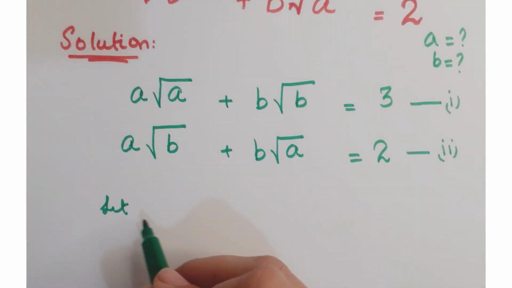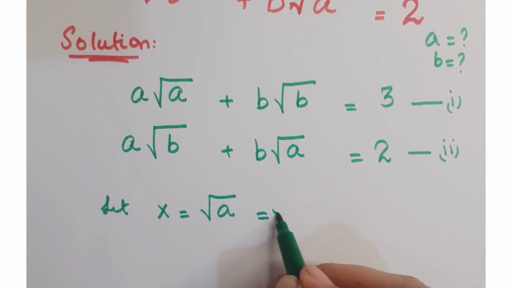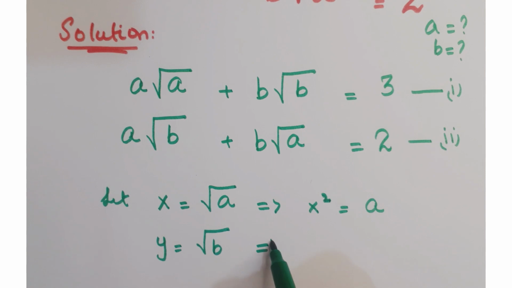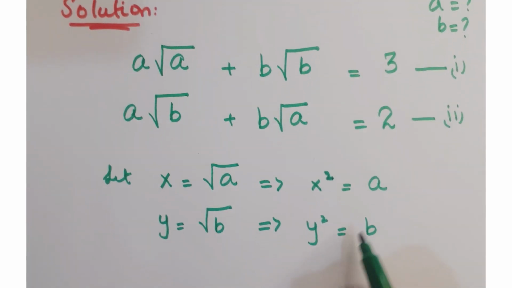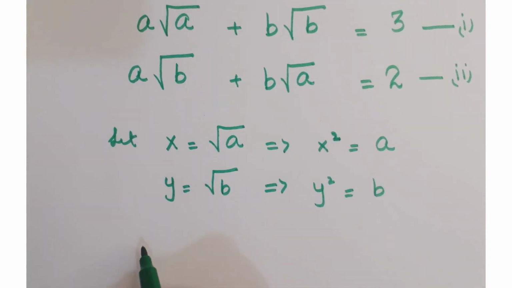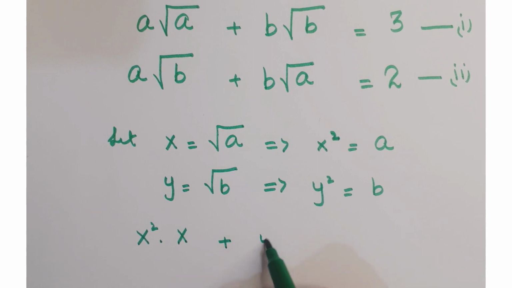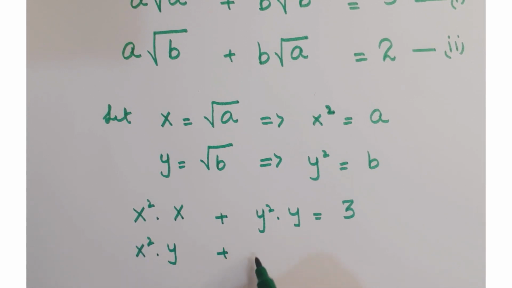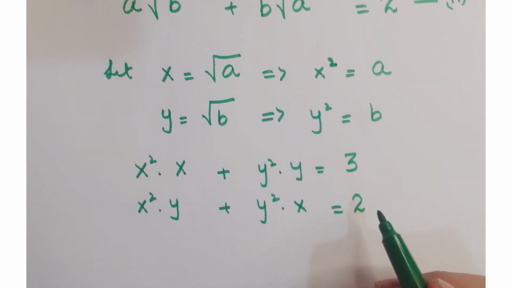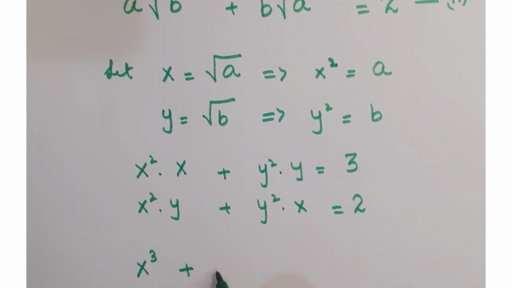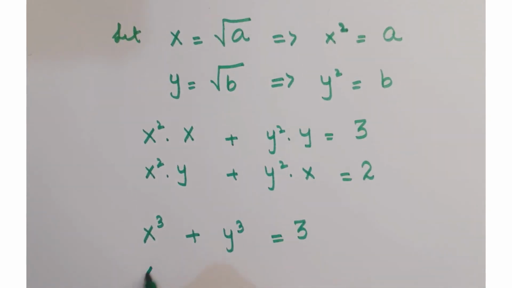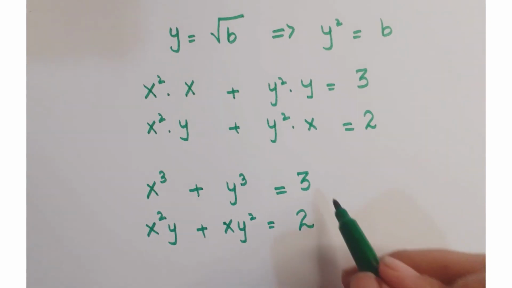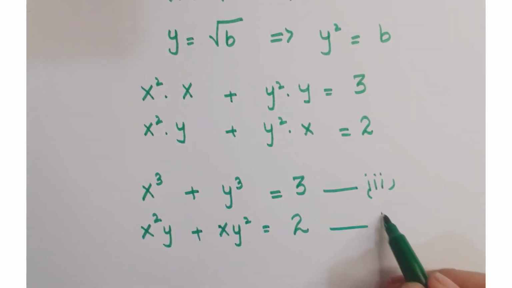Now let's assume that x = √a. This implies that x² = a. Further assume that y = √b. This implies that y² = b. Now substituting these two assumptions in the main equations, you get x² · x + y² · y = 3, and x² · y + y² · x = 2. After simplification, you get x³ + y³ = 3, and x²y + xy² = 2. Now call this equation number 3 and this equation number 4.